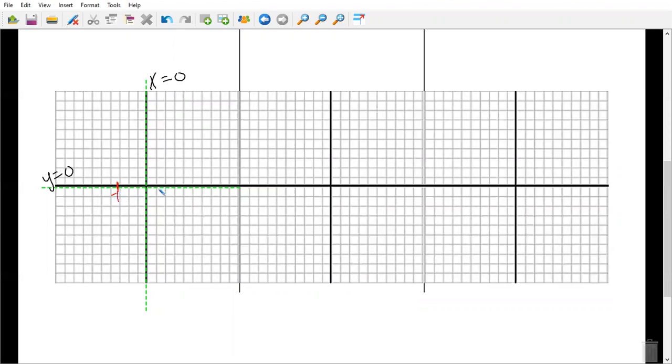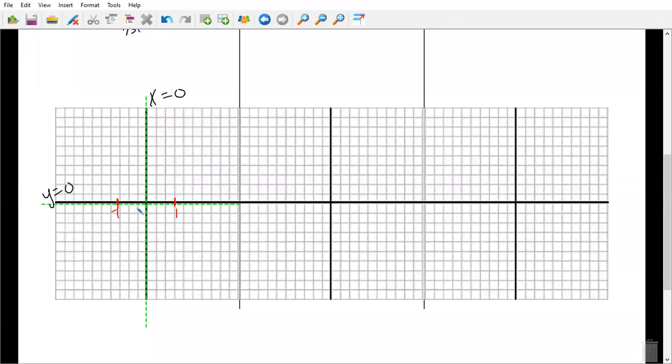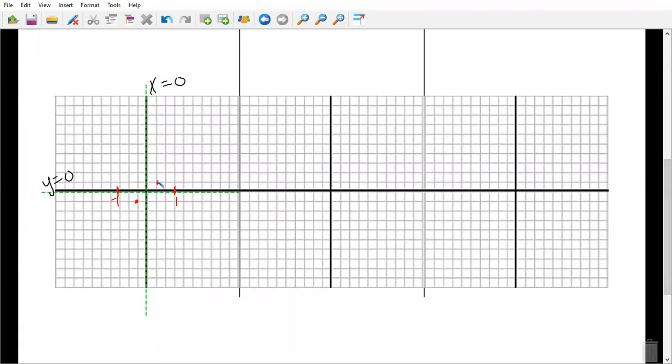Here is -1. Here's +1. So we're at -1/3, -1. Boom. And we're at +1/3, +1. And then we're just gonna follow the asymptotes. And bam, that's all I wanted us to do, was to find that equation.